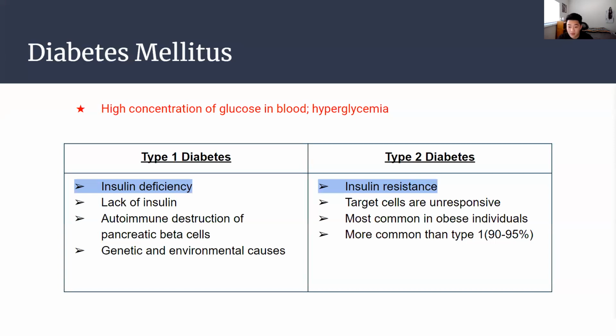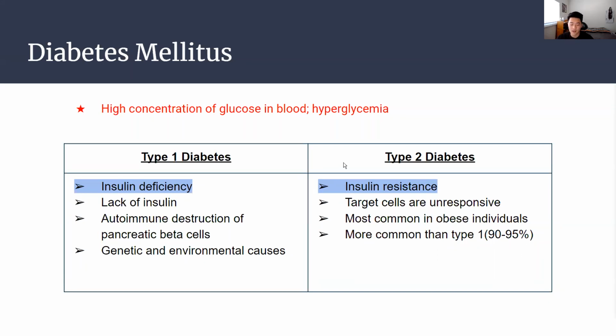Another term to describe this is hyperglycemia. Right? Hyper literally means excessive or a lot, and glycemia just means blood sugar. So hyperglycemia literally means high blood glucose. There are two types of diabetes mellitus.